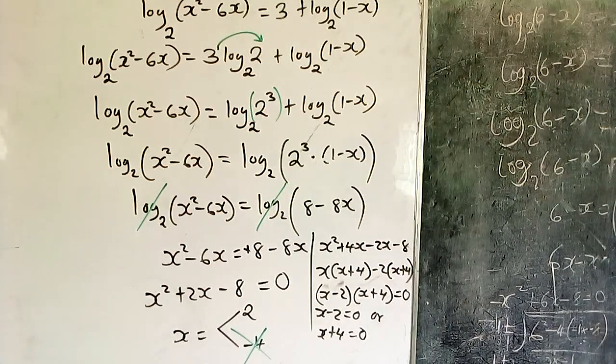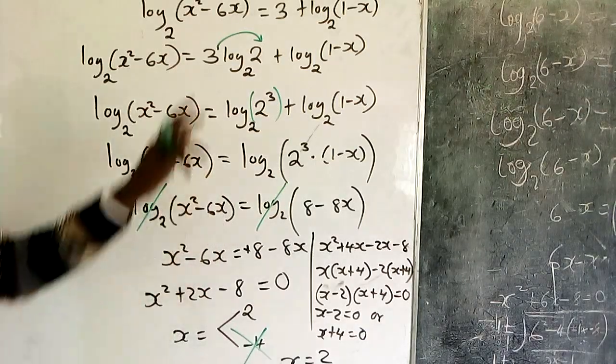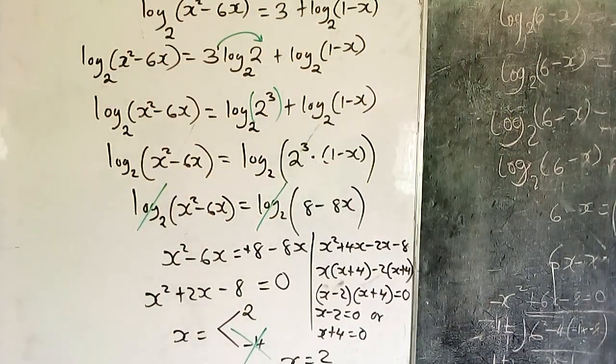Are we together there? So we have finally the solution of x is equal to 2. You ignore the negative solution because we don't have the absolute values there. Okay? Good. Let us go.